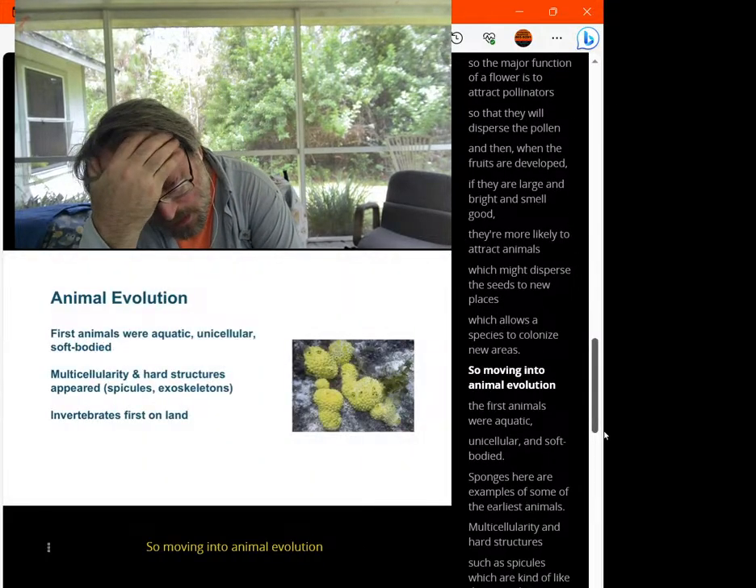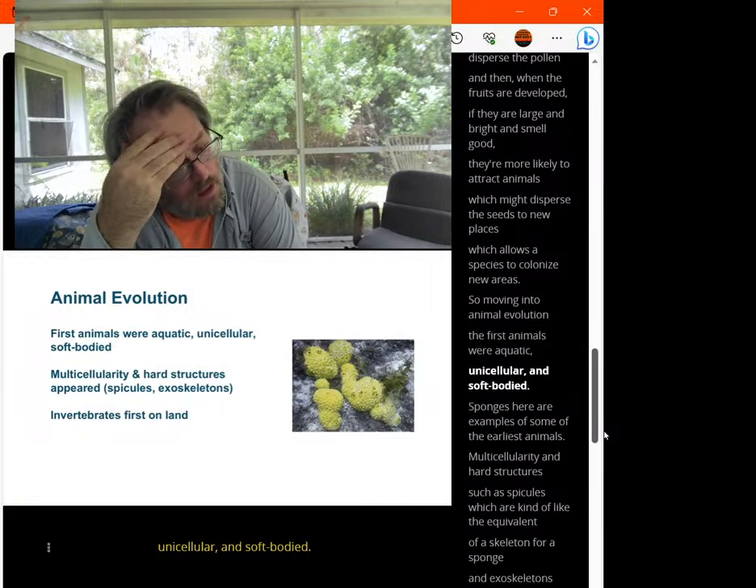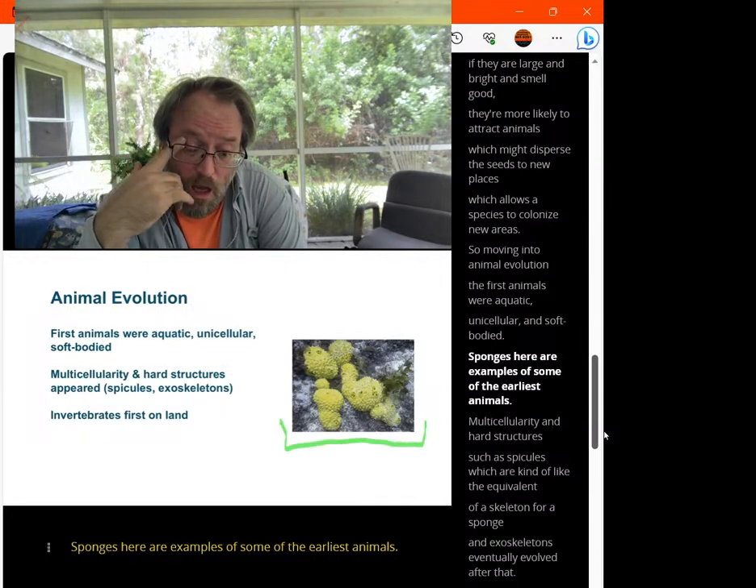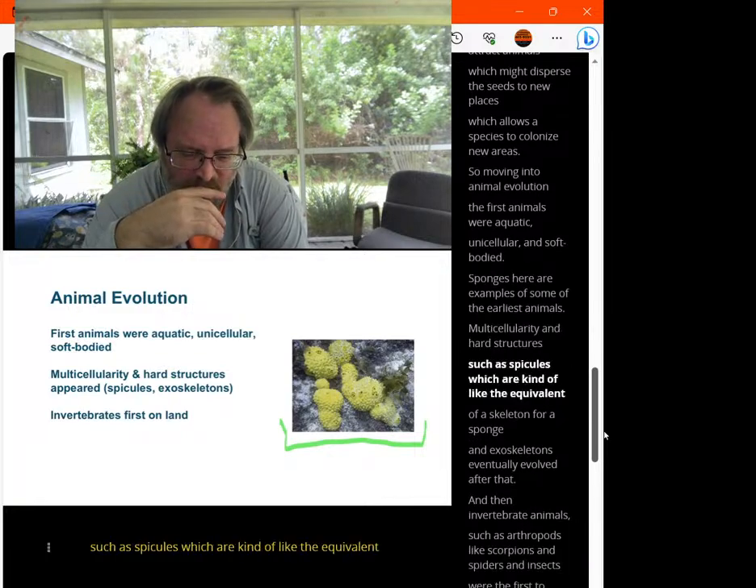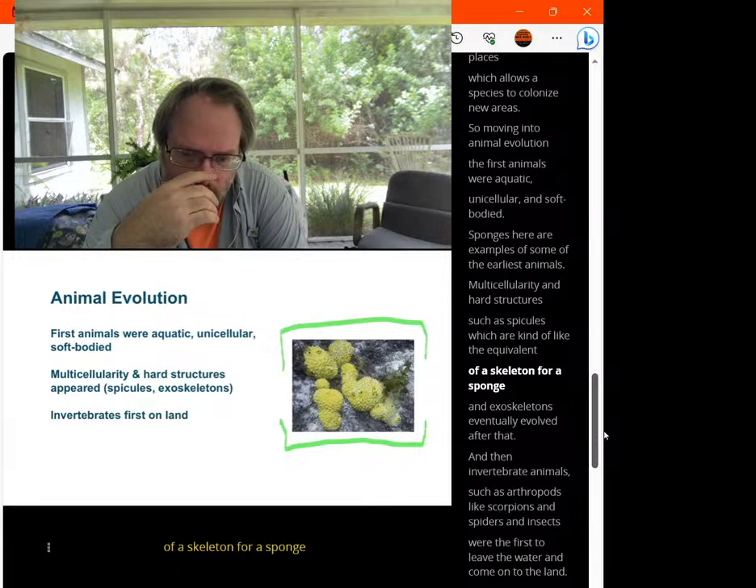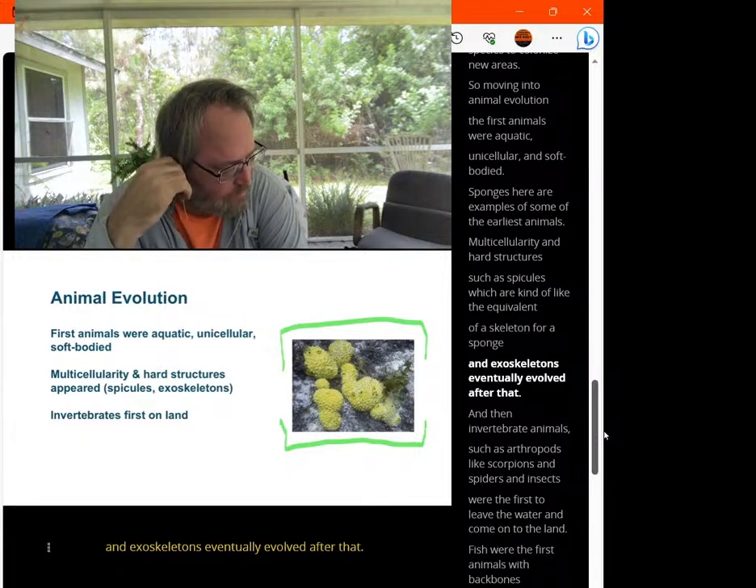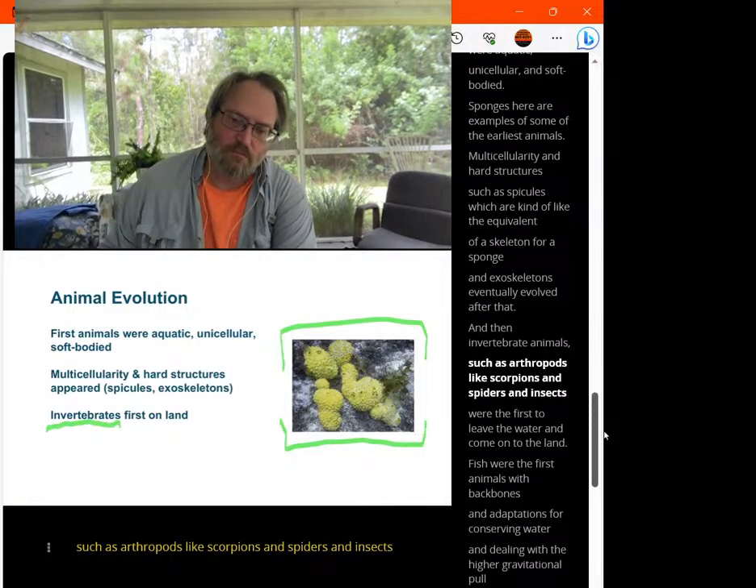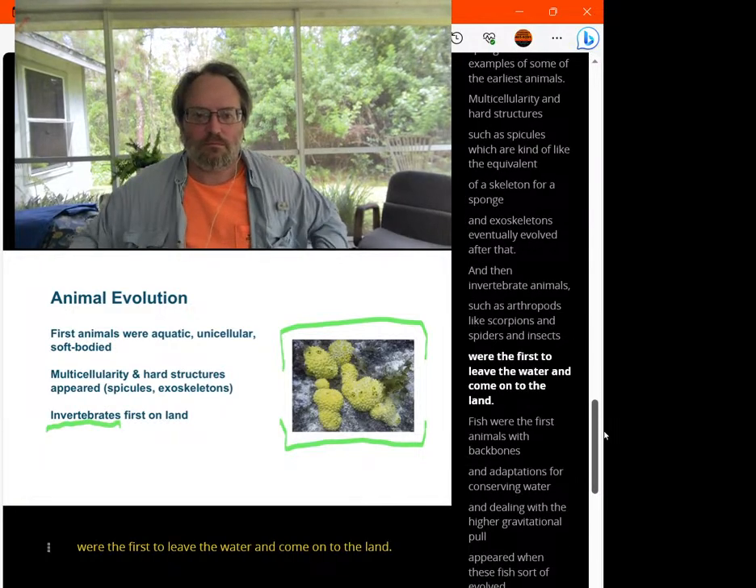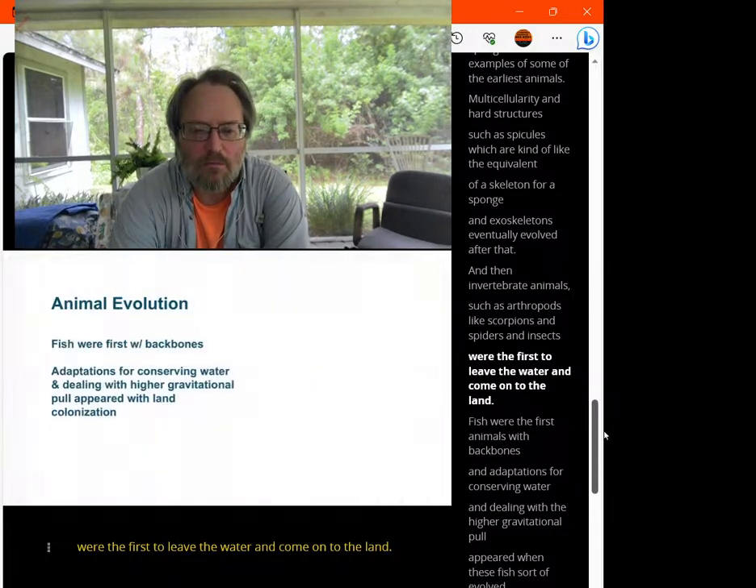So moving into animal evolution, the first animals were aquatic, unicellular, and soft-bodied. Sponges here are examples of some of the earliest animals. Multicellularity and hard structures, such as spicules, which are kind of like the equivalent of a skeleton for a sponge, and exoskeletons eventually evolved after that. And then invertebrate animals, such as arthropods like scorpions and spiders and insects, were the first to leave the water and come onto the land.